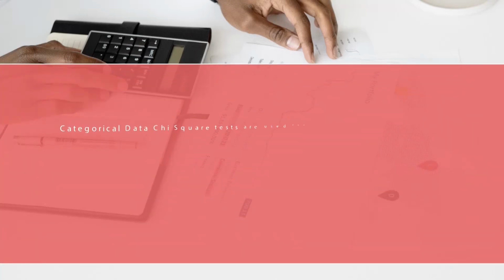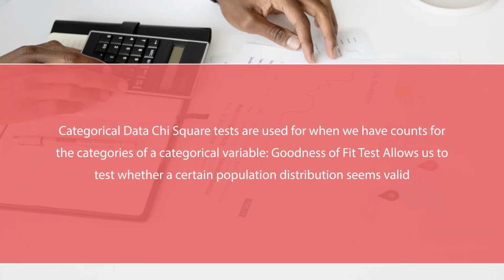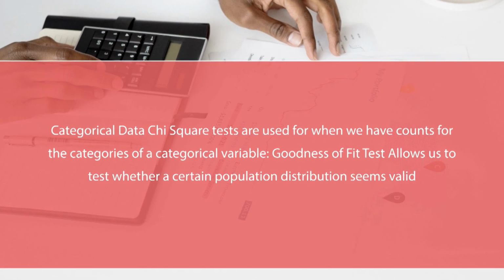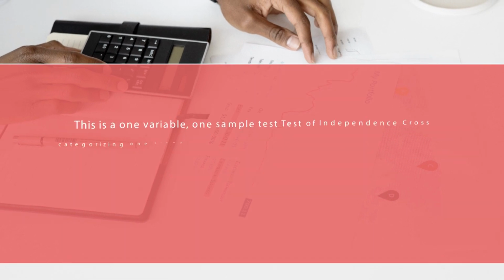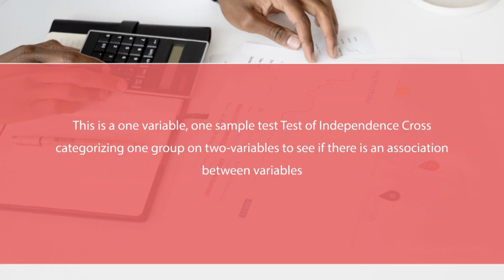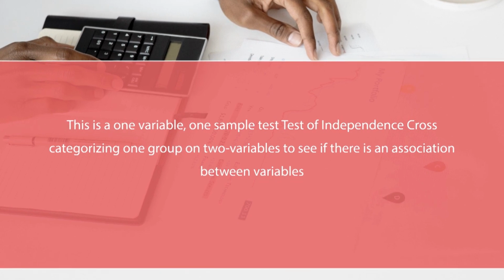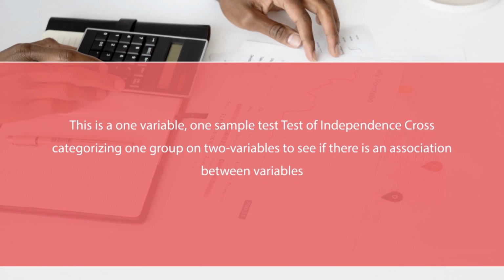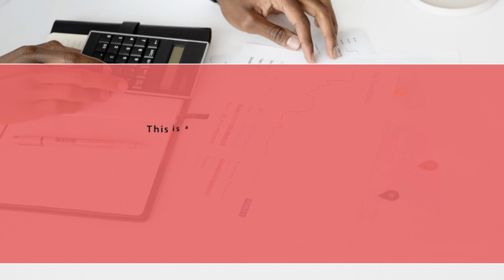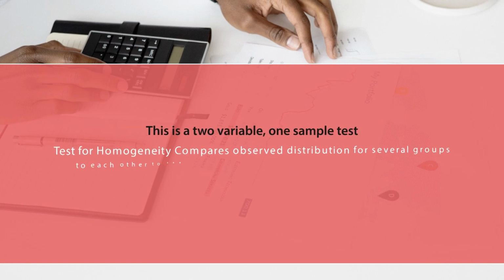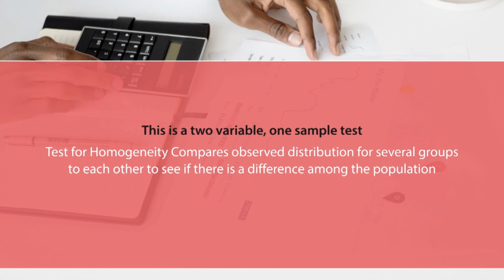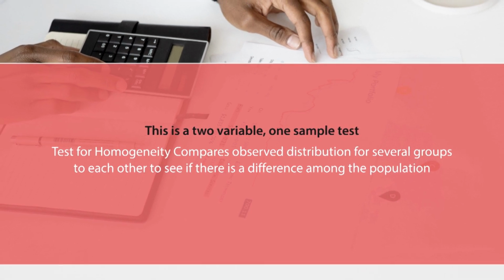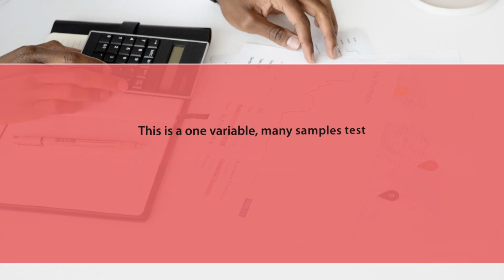Categorical data chi-square tests are used when we have counts for the categories of a categorical variable. The goodness of fit test allows us to test whether a certain population distribution seems valid. This is a one variable, one sample test. The test of independence cross-categorizes one group on two variables to see if there is an association between variables. So this is a two variable, one sample test. And the test for homogeneity compares the observed distribution of several groups to each other to see if there is a difference among the populations. That is one variable, many sample tests.